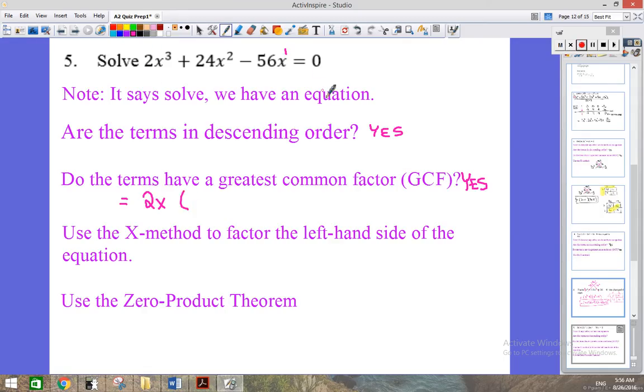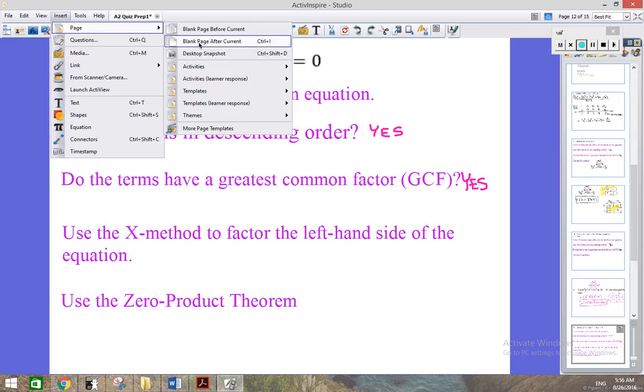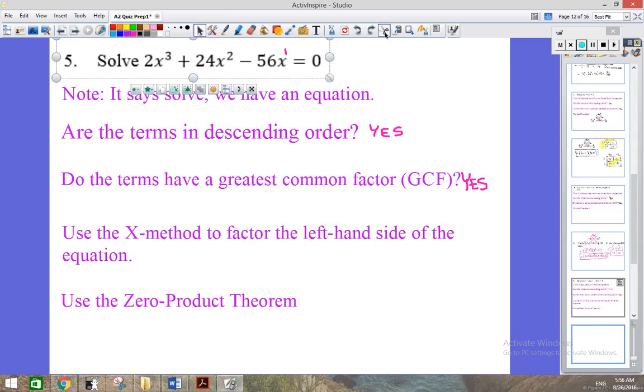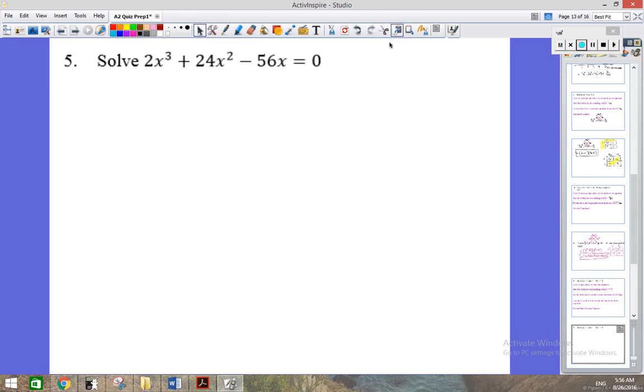Now, when we do that, let's do that on another page to really illustrate how to do that. I can rewrite this as 2 times x times x times x. I can rewrite this as 12 times 2 times x times x. I can rewrite this as 28 times 2 times x. That equals 0. Well, notice that I have a 2x in the first term. I have a 2x in the second term. I have a 2x in the third term. That's why we say it's common.